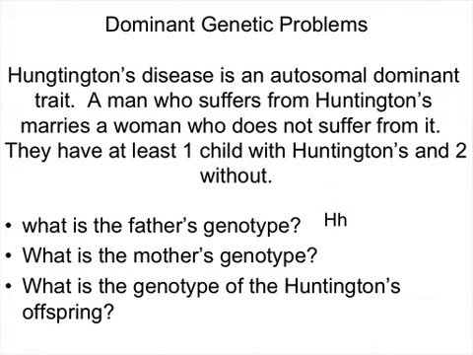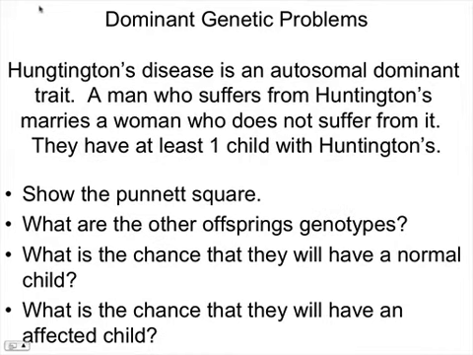Mom does not suffer from Huntington's, so it's a recessive trait. So little h, little h. What's the genotype of the Huntington's offspring? Obviously, if they suffer from Huntington's, they'd have the big H and then the little h. Same problem, show the Punnett square. What are the other offspring genotypes? Big H, little h, little h, little h. What is the chance that they'll have a normal child? Well, that's going to be 50%, and you can do that by the Punnett square. What is the chance they'll have an affected child? Obviously, 50%.